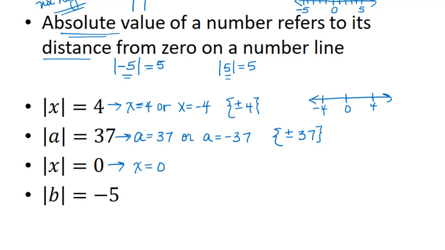And then the absolute value of b is equal to -5 is asking us to find what numbers have a distance from 0 that is -5. And there is no such number. Distance is always positive or 0, but never negative. And so there's no solution to this equation because of the negative sign that's equal to the absolute value.